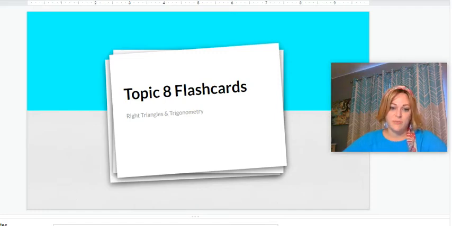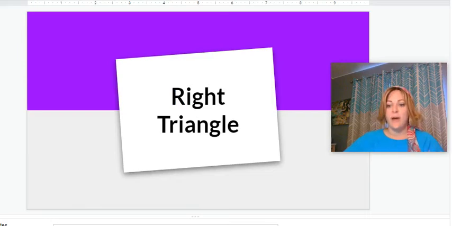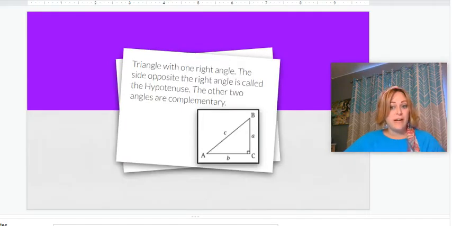Topic 8, flashcards, right triangles, and trigonometry. We're going to start with just the basics. You have to know what a right triangle is, and a right triangle is a triangle that has a right angle, which means there's one angle that is a 90.